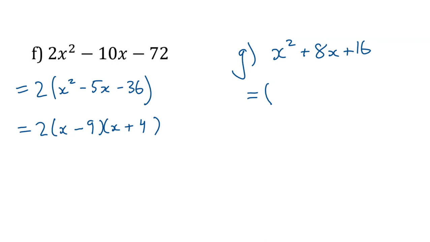Two numbers that multiply to 16 and add to 8. What are they? 4. Both 4. So how could I rewrite this? X plus 4 squared.